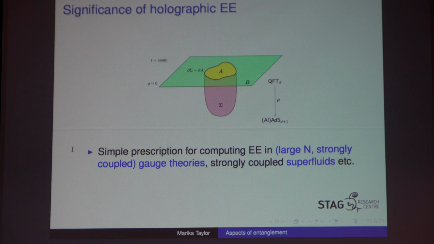And so what we have is a simple prescription for getting the entanglement entropy. You just go and get this surface, and you will be able to compute the entanglement entropy in a large range of large n, strongly coupled gauge theories. In particular, we have gauge theories which exhibit confinement. We have holographic descriptions of strongly coupled superfluids. So this is why the game in town for the last 10 years or so has been to go and explore entanglement entropy in these cases.